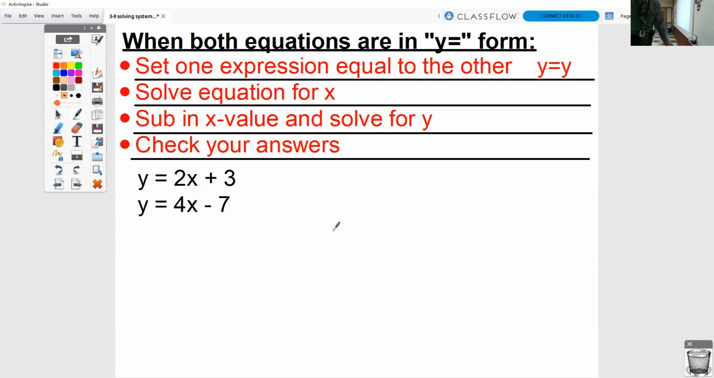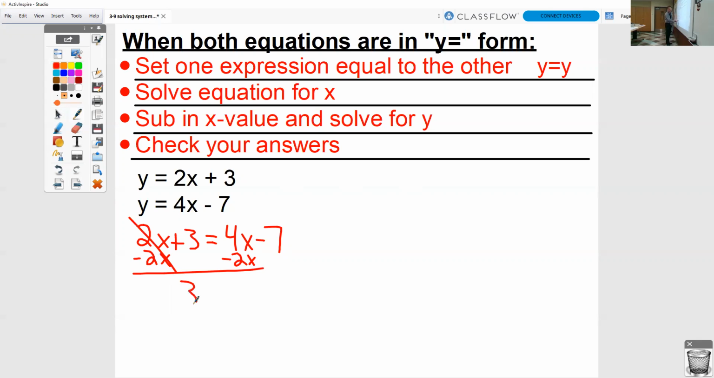So the first thing that we want to do is set the two equations equal to each other. We have y equals and y equals, so we want to set 2x plus 3 equal to 4x minus 7. We solved equations like this in the last chapter. When you have letters on both sides of the equal sign, you need to get all the letters onto one side first. I like working with the smaller of the two letters because you're working with fewer negatives that way. So I'm going to do minus 2x and minus 2x to get all the letters onto one side.